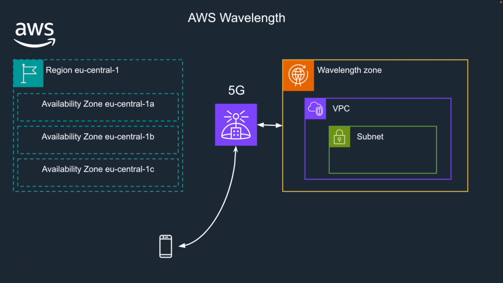There is a Wavelength Zone, which is used if you have mobile applications and want them to connect to your servers via 5G network with minimal latency. Amazon doesn't have its own 5G stations. This solution is built using partner mobile networks.